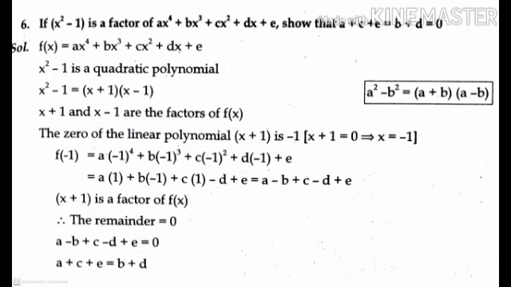Therefore, remainder is 0. That implies a - b + c - d + e = 0. That implies a + c + e = b + d, transposing -b and -d to the right side of the equation, it becomes b + d. It is equation 1.